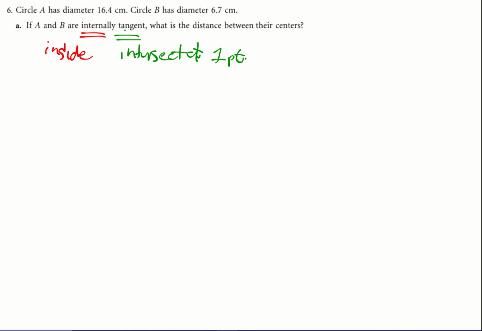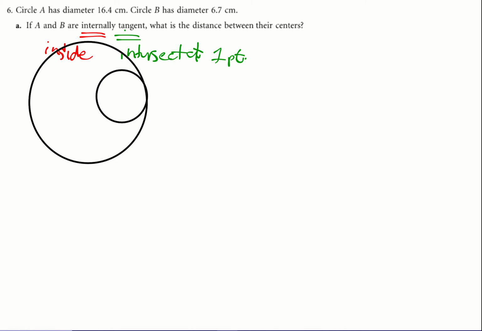Let's go ahead and draw this picture, see what it looks like. Looks like one circle is inside the other, and they just intersect at one point. Now, two things that we know about these circles. One of them is that the diameter of the larger one is 16.4 centimeters and the diameter of the smaller one is 6.7. So let's go ahead and label this one.